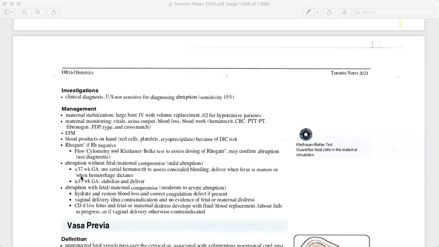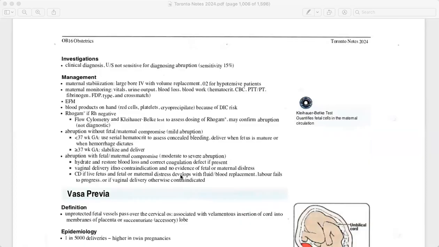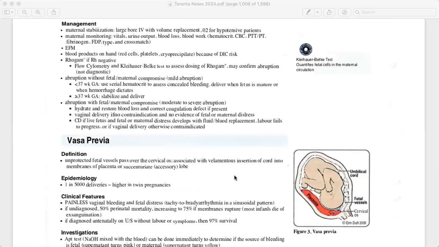And they did not mention that you need to do only the CD. So you can deliver with normal vaginal delivery depending on the condition of the mother. Abruption with fetal and maternal compromise: hydrate and restore, then vaginal delivery. If there is no contraindication, you can still go with the vaginal delivery. But in placenta previa, we go with the cesarean delivery. Cesarean delivery if live fetus and the fetus or the intrauterine compromise distress develops despite fluid or blood replacement, there is still compromise and you want to save it, then definitely you are going to go with the CD, cesarean delivery.